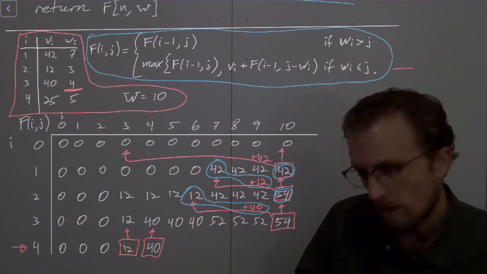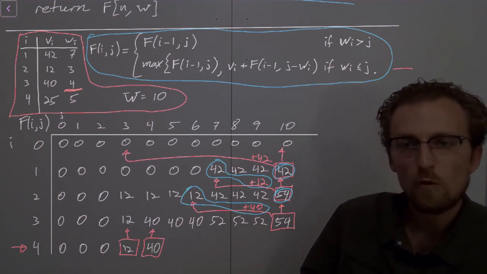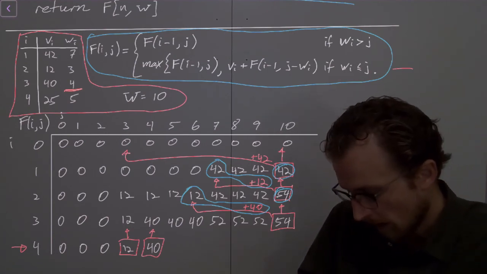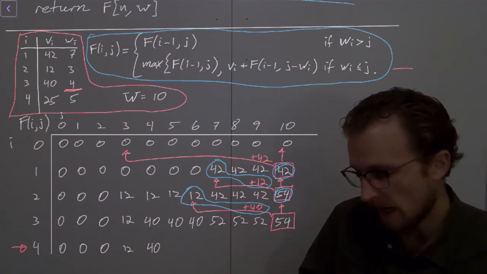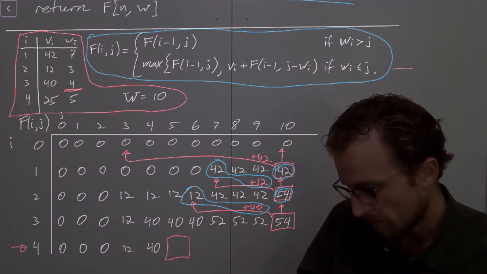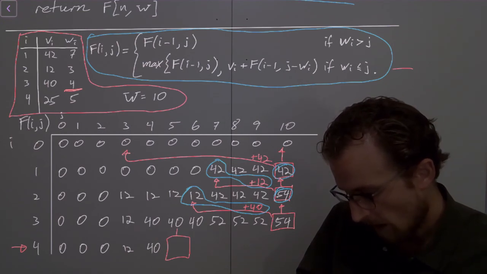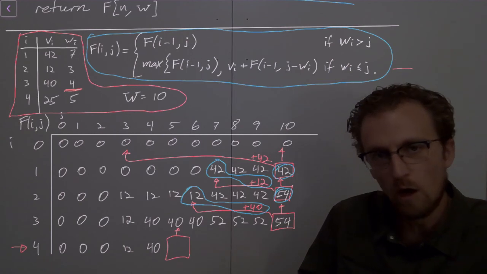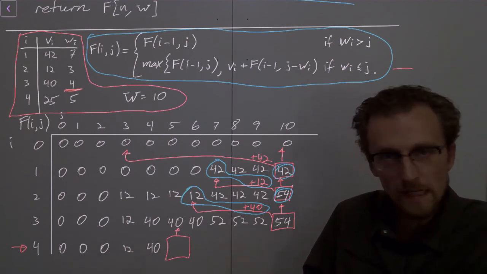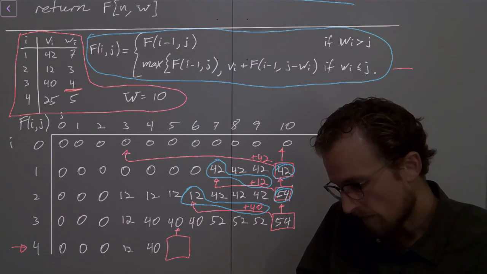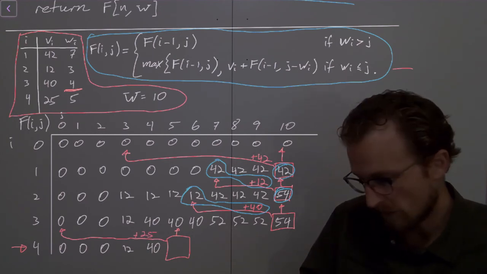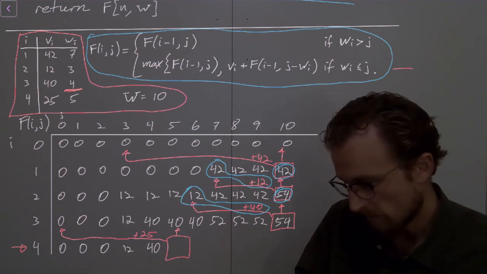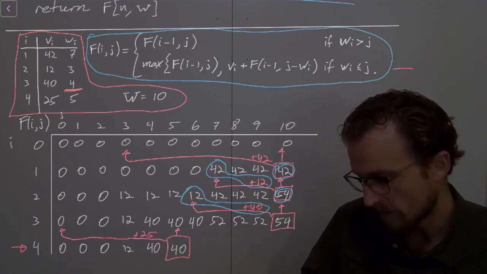And so now on column five, item four does fit. So now we have an interesting question to ask. Now we get to ask, is it better to include item four or to not include item four? Right? So either we grab this number, we grab the 40, or we go to the left five spaces, the weight of item four, and add 25, the value of item four. So we go to here and add 25. So what's bigger, 25 or 40? Clearly 40, right? So 40 is the optimal value of a subset here.